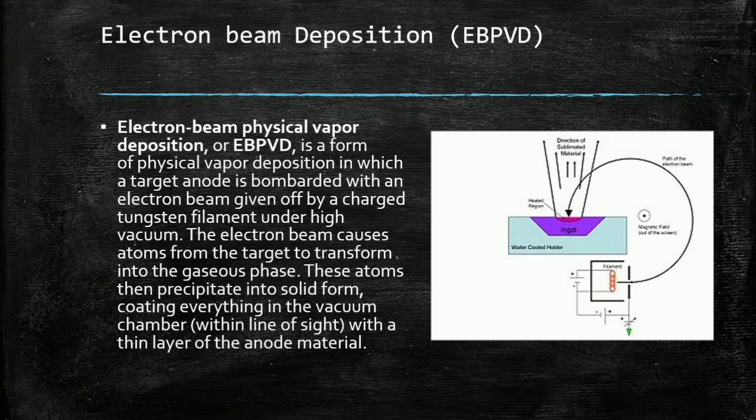Electron beam deposition. Electron beam deposition is a form of physical vapor deposition in which a target anode is bombarded with an electron beam given off by a charged tungsten filament at a high vacuum. The electron beam causes atoms from the target to transform into a gaseous phase.